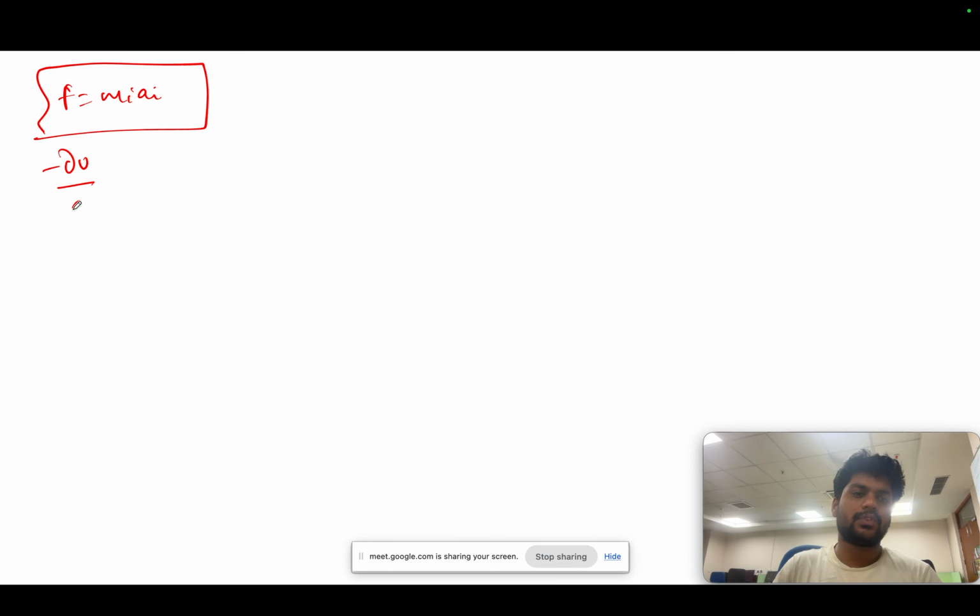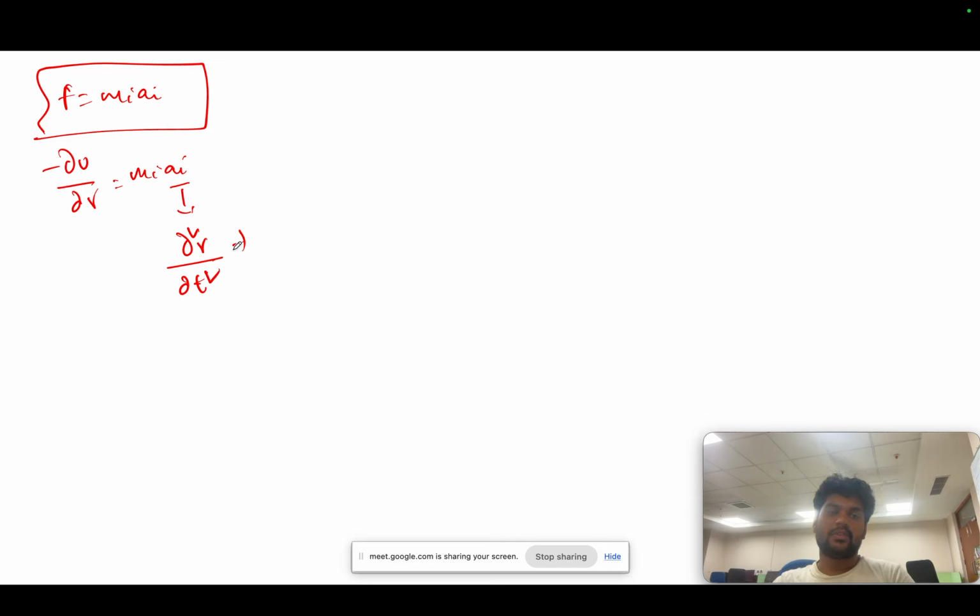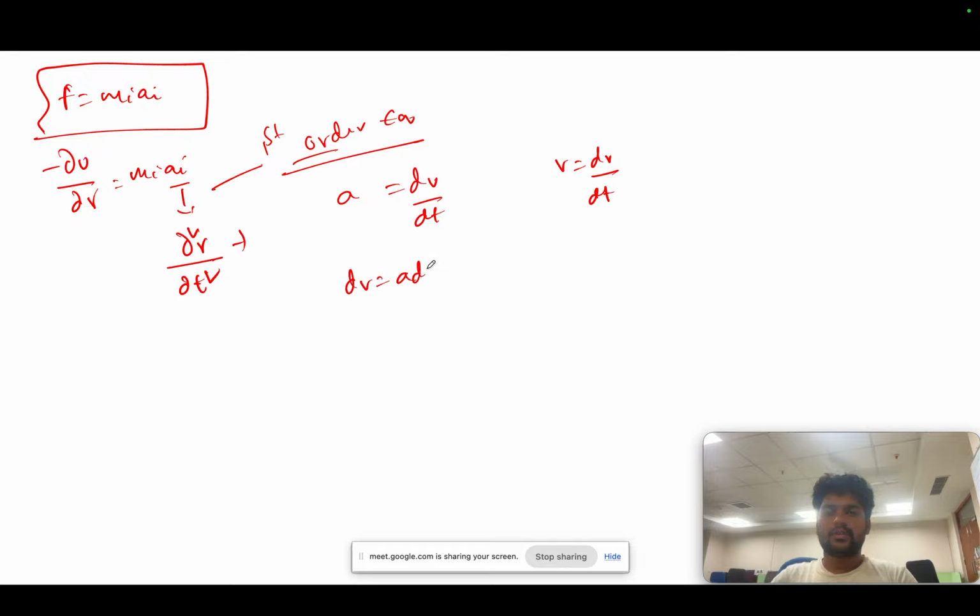We know that the force acting on the body is nothing but m a. So remember this equation. This will go to d square r by dt square. Here we have a second order equation. Mathematically, solving the second order equation will be tough, so that's why we are converting this second order equation into first order equations. So we have two first order equations: a equals dv by dt and v equals dr by dt. So it will go like dv equals a dt, dr equals v dt.